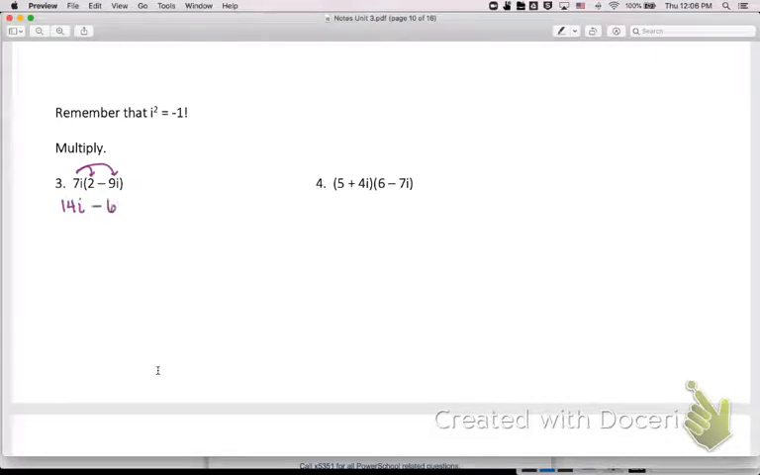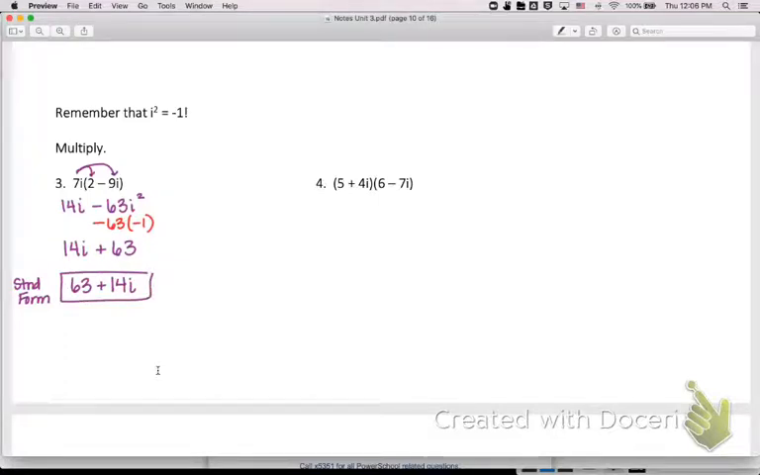That's going to give us 14i minus 63i squared. Well, i squared is equal to -1, so this is really -63 times -1. So this comes out to 14i plus 63. But again, standard form means that we have to reverse this. The real number always comes first. 63 plus 14i is what we get.